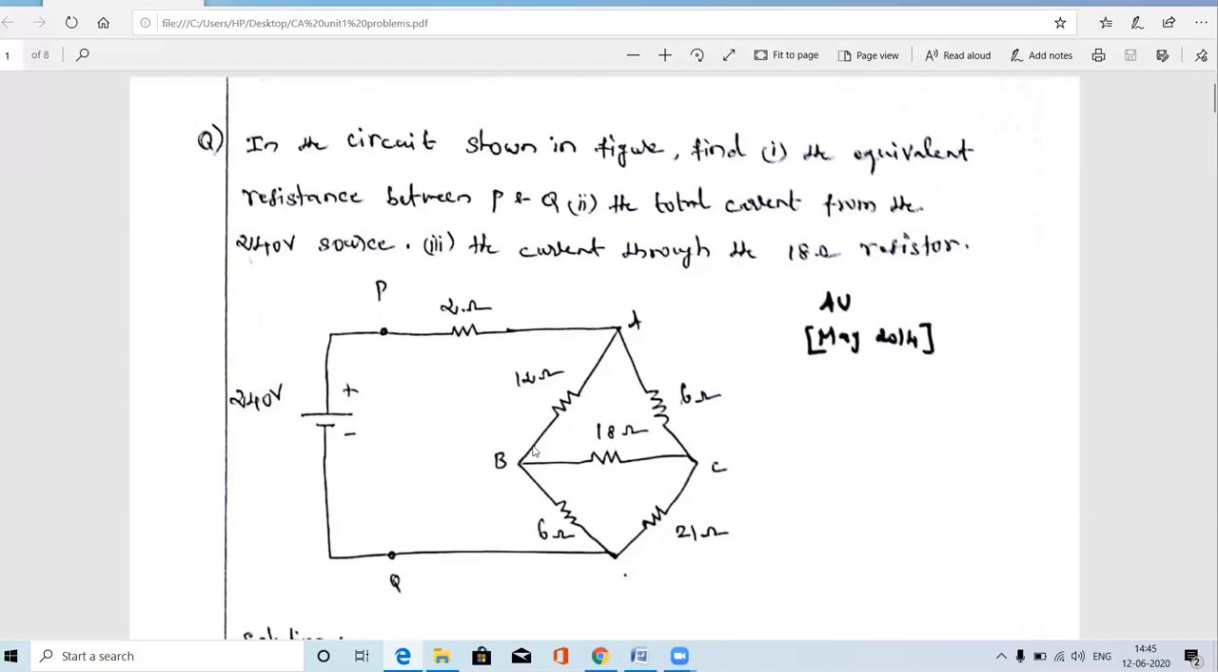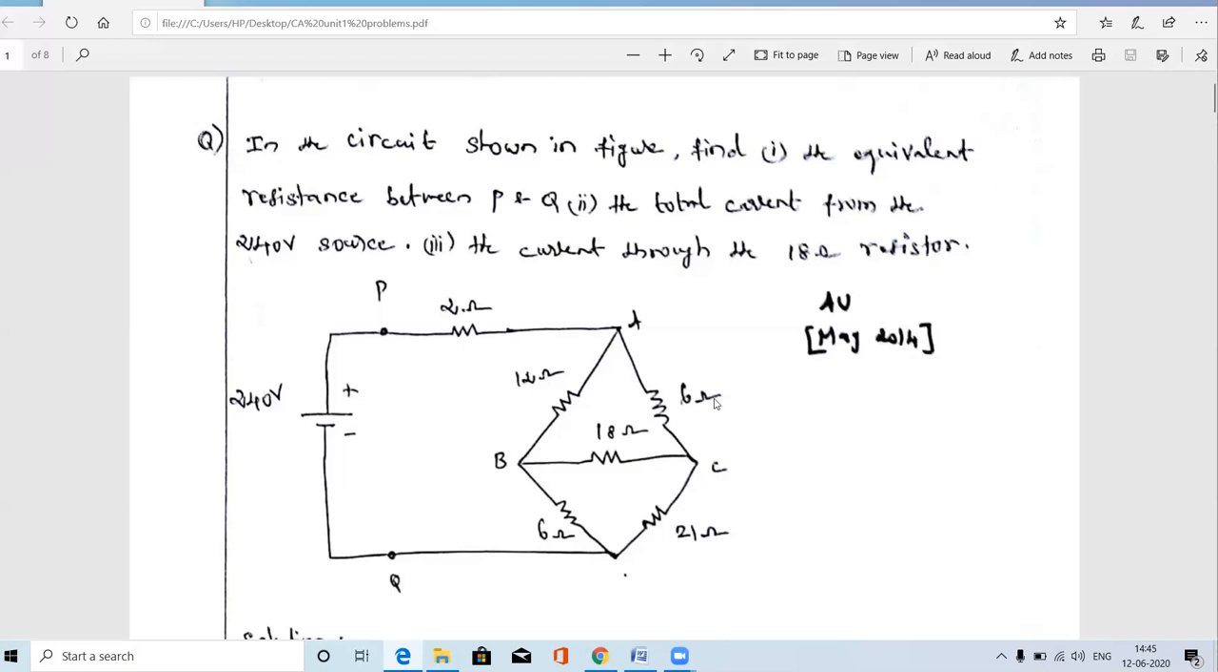Here you see there is a formation of delta network. You see this A, B, C node. Across this A, B, C node, the 12 ohm resistor, 18 ohm resistor and 6 ohm resistor is there. So here there is a formation of one delta network. Similarly, you see this B, C and this node D. This B, C, D is also forming one delta structure. In order to simplify this circuit, we may convert either this delta network into star network or this lower delta network into star network.